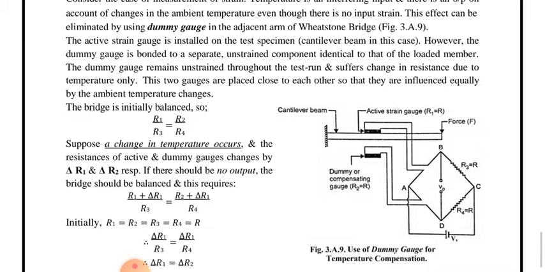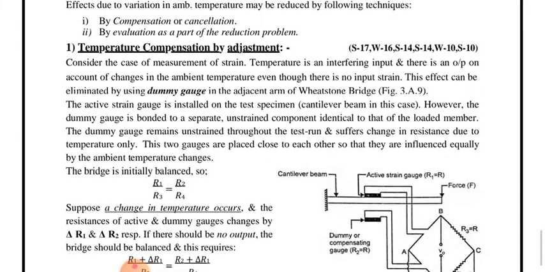Okay, so in order to balance the Wheatstone bridge, R1 will be treated as an active strain gauge bonded to the cantilever beam, and the dummy or compensating gauge R2 is connected to the dummy surface.